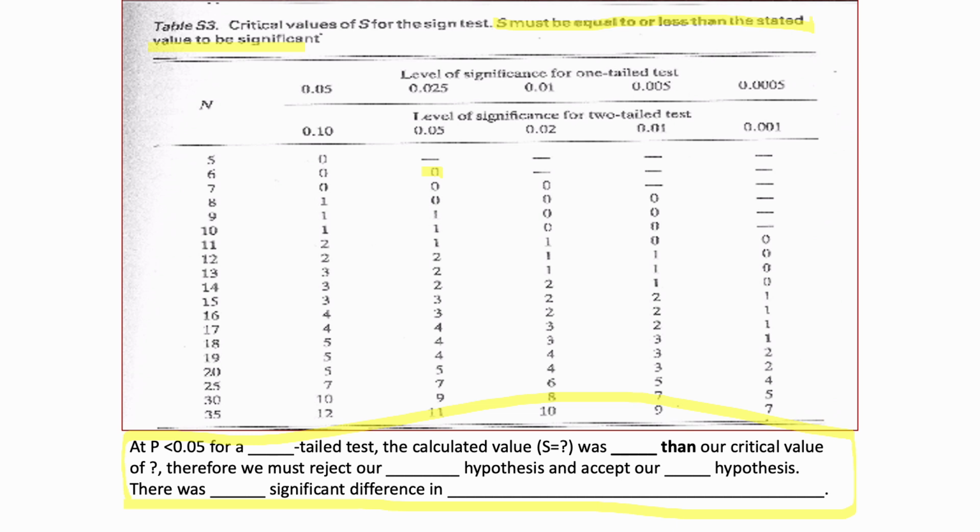Okay, so at p is less than or equal to 0.05 for a two-tailed test, the calculated value of S, S equals 2, was more than our critical value of 0. Therefore, we must reject our alternative hypothesis and accept the null hypothesis. There was not a significant difference in participants' energy levels when drinking coffee compared to not drinking coffee. You've got to regurgitate the hypotheses at that point, that long line there.